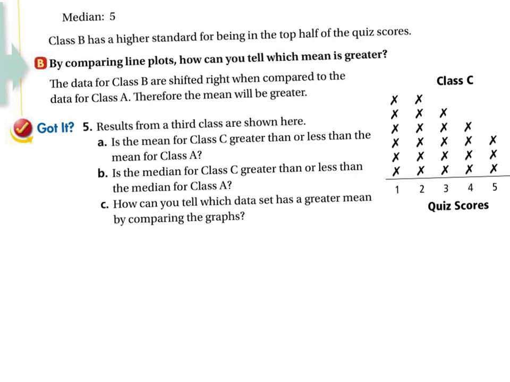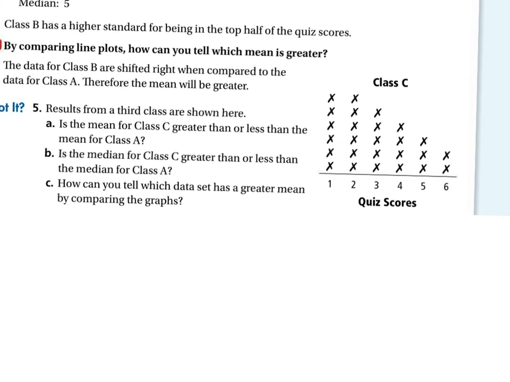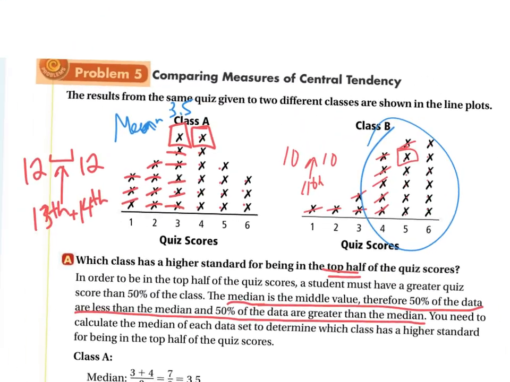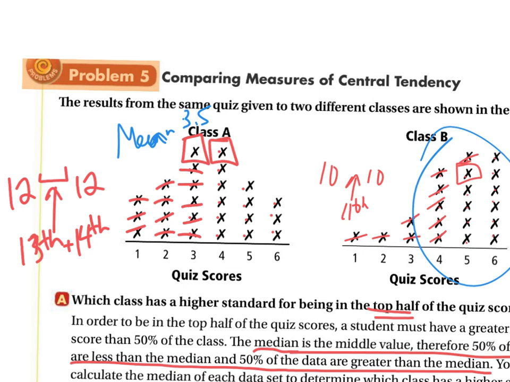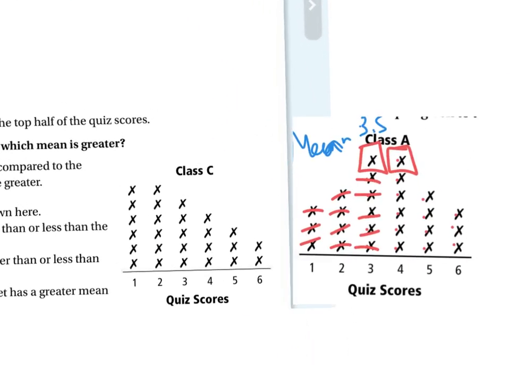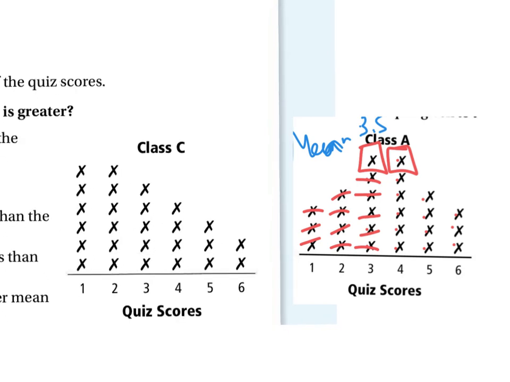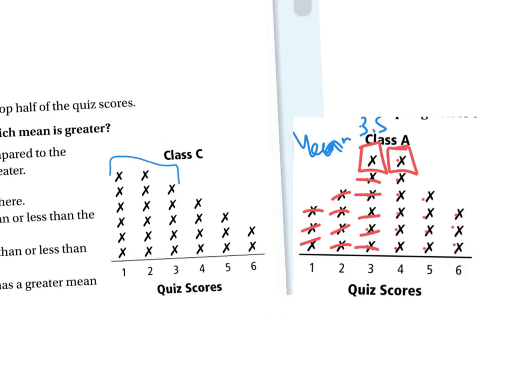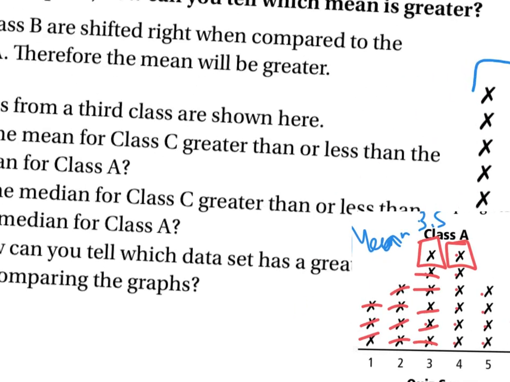So if we look at the Got It 5, results from a third class are shown here, and they're asking whether the mean for class C is greater than or less than the mean for class A. So comparing to class A, what we can do is just look at these. Again, class A was symmetric, class C is skewed. Since class C is skewed over towards the left, towards the lower numbers, that would be less than.